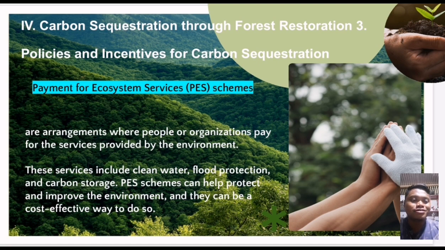The second is carbon offset programs, which are payments for landowners to sequester carbon. And number three is biodiversity conservation programs, payments for landowners to protect habitats. PES schemes can be effective in promoting sustainable development and environmental conservation.